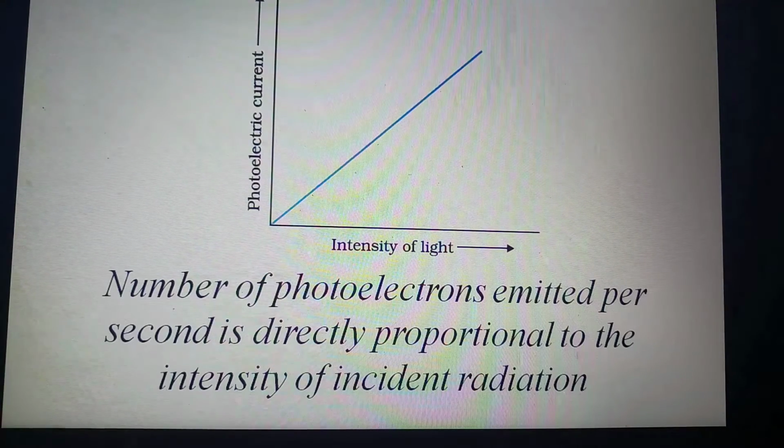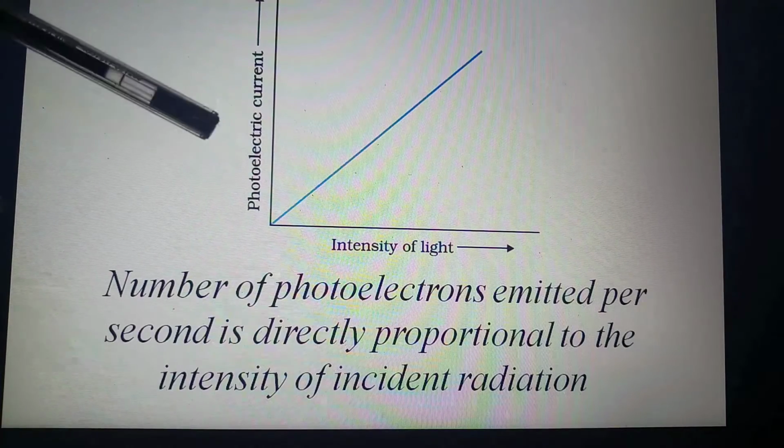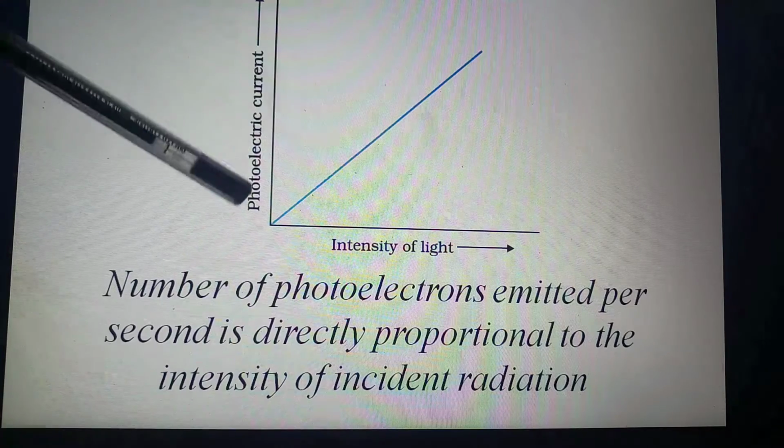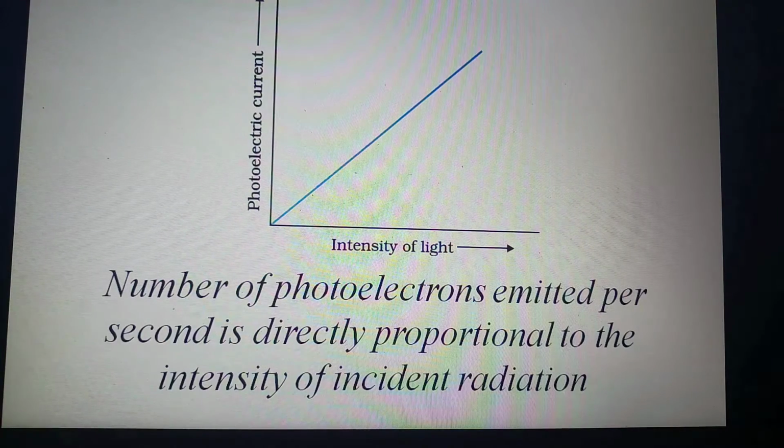So what is actually photocurrent? Photocurrent is a measure of the number of electrons. So the number of photoelectrons is proportional to the current. Or we can say when the intensity is increasing, the photocurrent also increases linearly. So the number of photoelectrons emitted per second is directly proportional to the intensity of incident radiation. That factor is very, very important. That is, the number of electrons directly depends on the intensity of light. When the intensity is more, the number of photons is more.